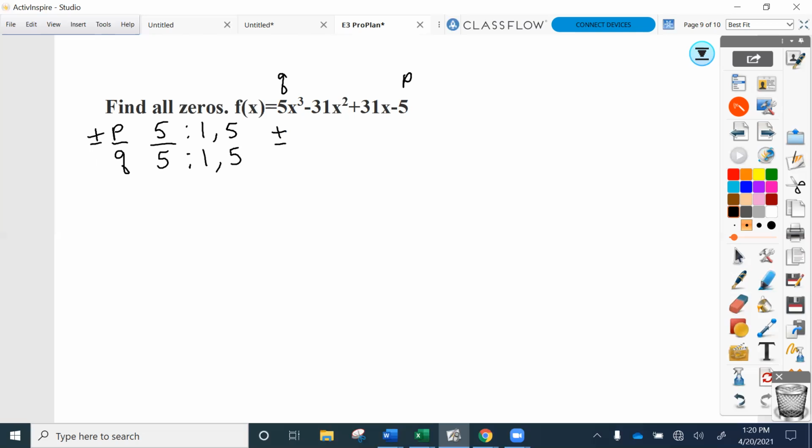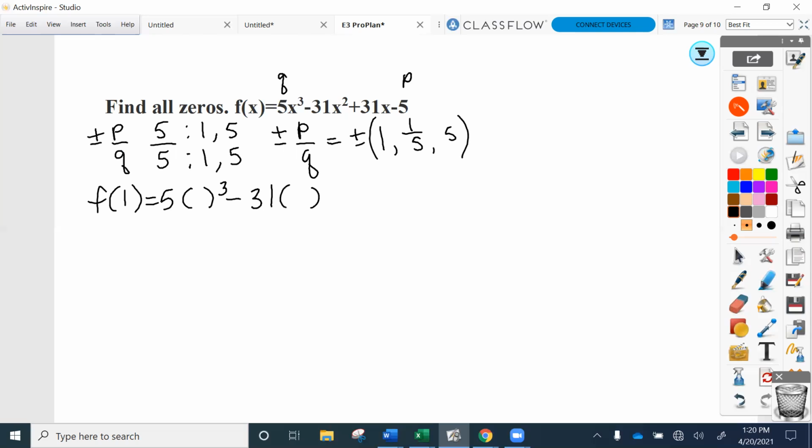So the possible values for p over q equal plus or minus 1 over 1, which is 1, or 1 over 5, or 5 over 1, which is 5, or 5 over 5, which is also 1. So we're not going to repeat that. So those are possibles. Always want to start with the easiest one. So I'm going to start with f of 1 just because it's easy to calculate.